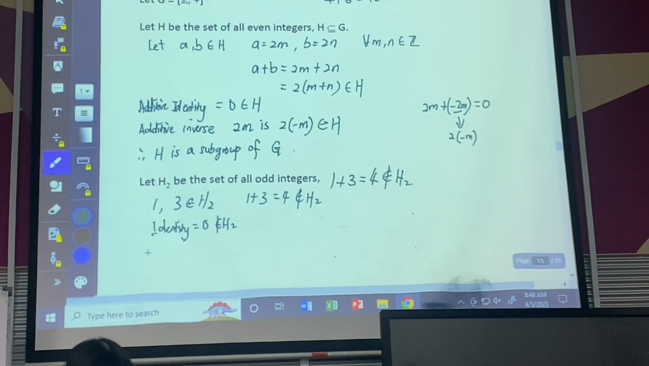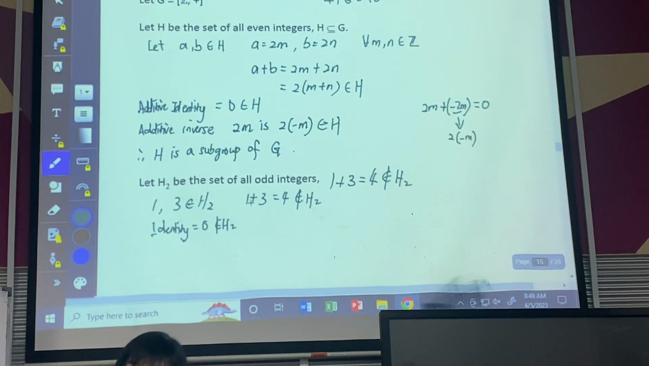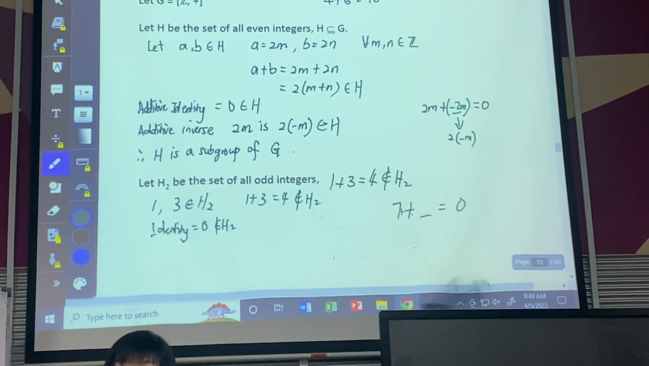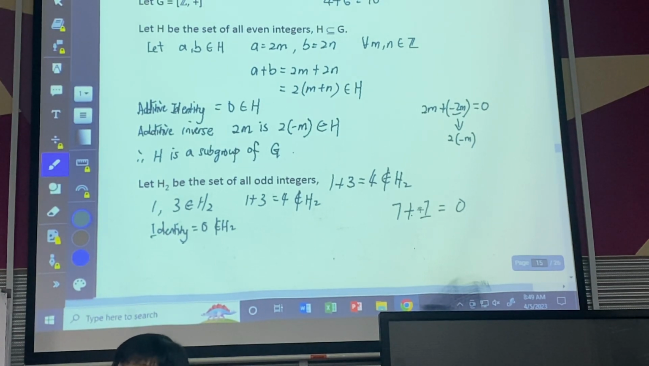Inverse, what is the inverse? Inverse can be fulfilled, because let's say I have 3, then the inverse will be negative 3, right? If I have 7, what is the inverse of 7? 7 plus the inverse equals 0. Inverse of 7 is negative 7, right? Is negative 7 odd or not? Odd, right? So that means the inverse can be fulfilled.